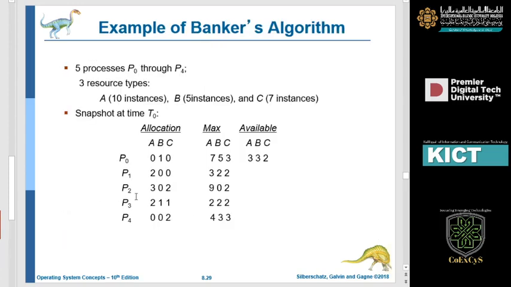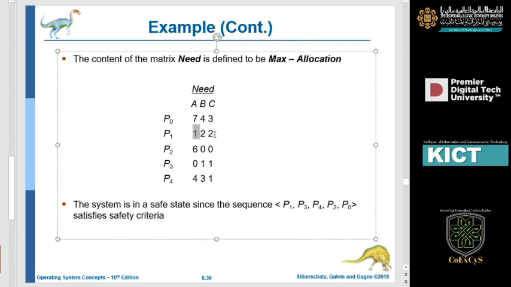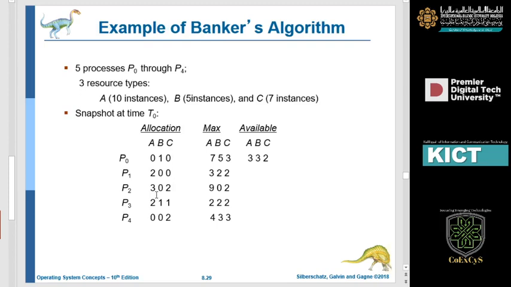What about P1? P1 here is the same thing. It needs a maximum of 3 of A, it already has 2, so it needs 1. And 2 minus 0 and 2 minus 0, so it will be 1 2 2. And if we look at the slides, it's 1 2 2. So similar for P2. P2 requires 9 0 2. So 9 of A, it already has 3, so that's 7. 0 minus 0 is 0, 2 minus 2 is 0, so it's 7 0 0.